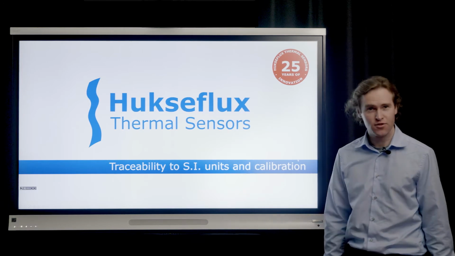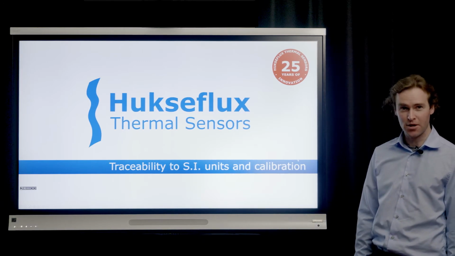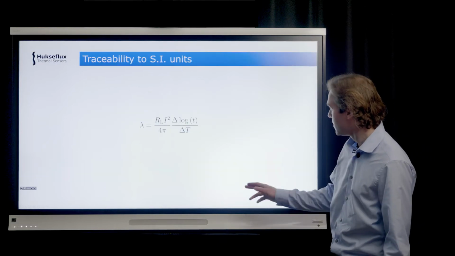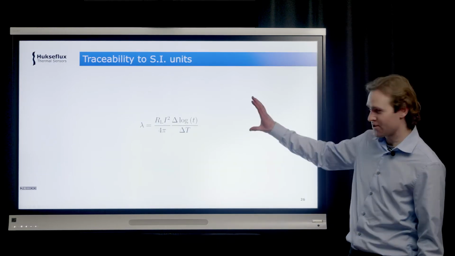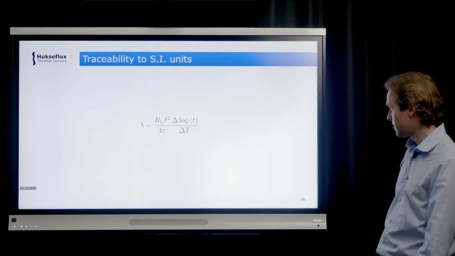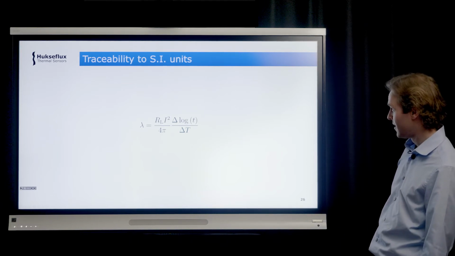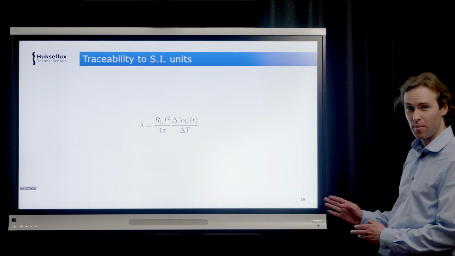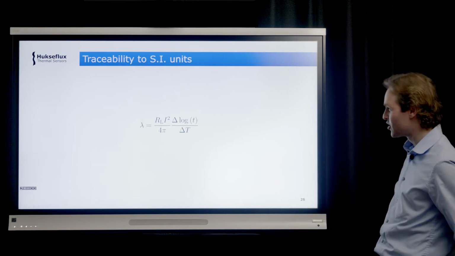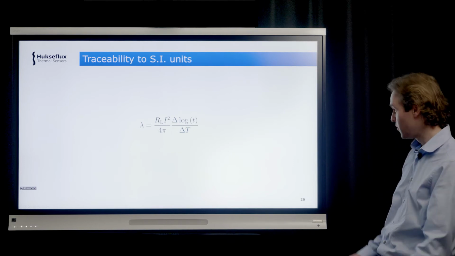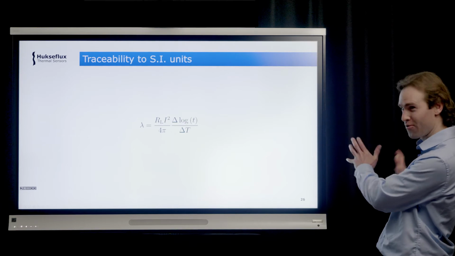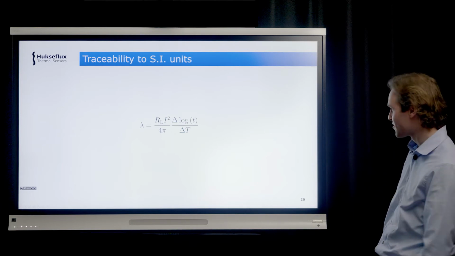Okay, so then let's talk about the traceability of the measurement to SI units. Remember, this is the measurement equation. To make sure that the thermal conductivity that we measured, the quantity on the left of this equation, is traceable to SI units, we need to make sure that the units of all quantities on the right are traceable to SI units.